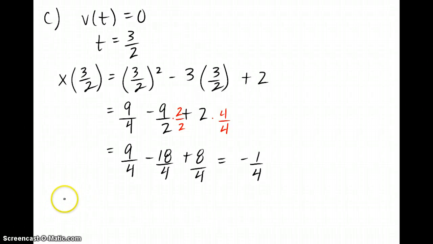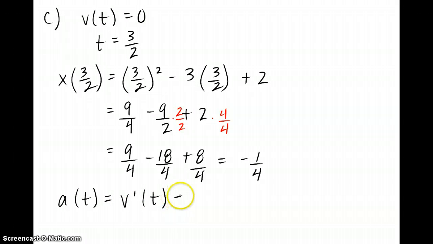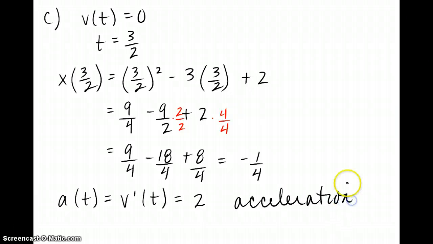Let's look at what the acceleration of the particle would be. Okay, so you wouldn't have to worry about the speed. The acceleration, we know, is the derivative of the velocity function. The velocity function was 2t minus 3, so the acceleration is 2. And all this means is that the acceleration is constant. So the acceleration is 2 for all values of time.